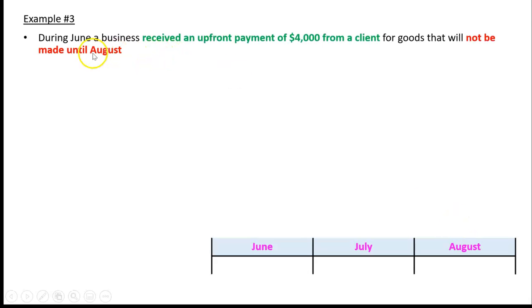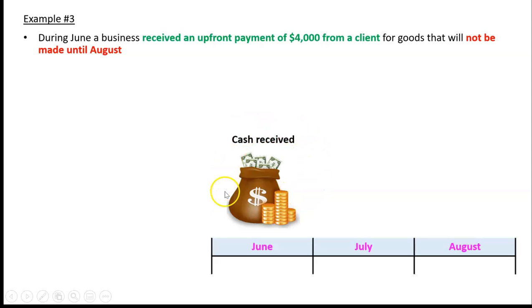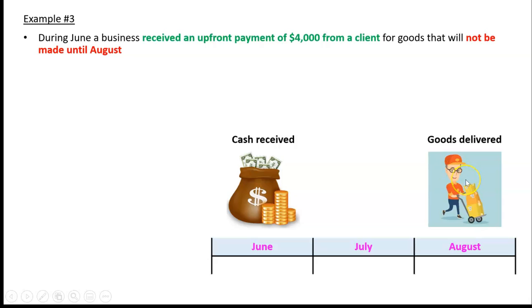Third example, during June, a business received an upfront payment of $4,000 from a client for goods that will not be made until August. This happens all the time too. This is one of our later topics. Customer gives us money in June. Let's say we're going to make something. We're going to make a kitchen table. So it's a big job, fancy kitchen table we're going to make. They give us the money here because we say, I'm not going to make that table for you until you give me some money up front, and I won't have it finished until August. That happens all the time.